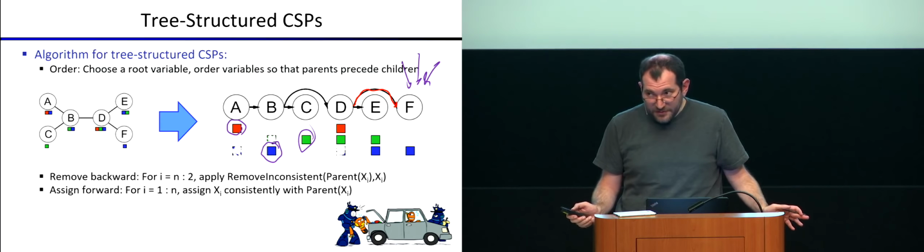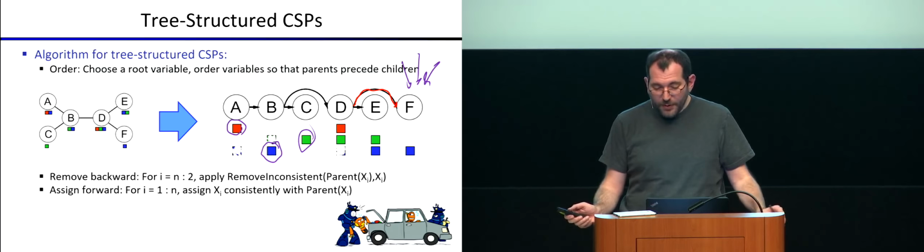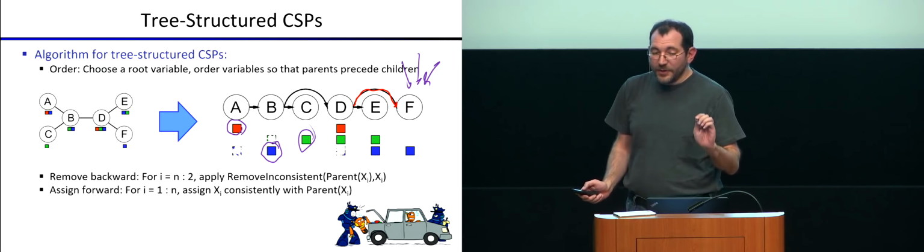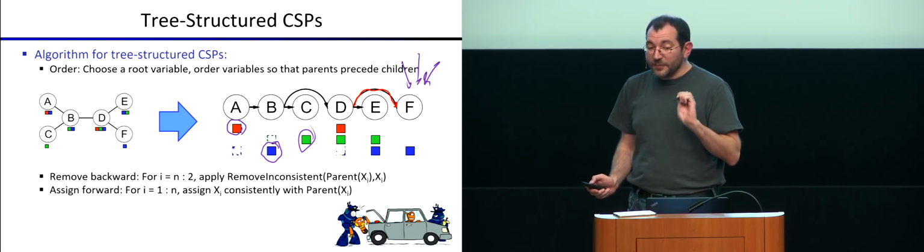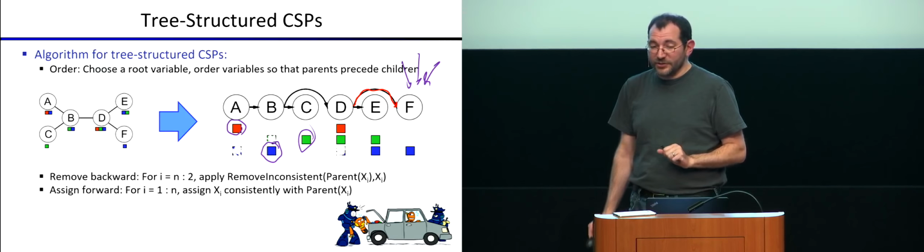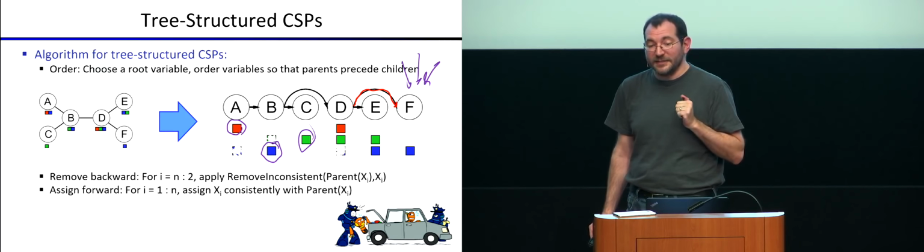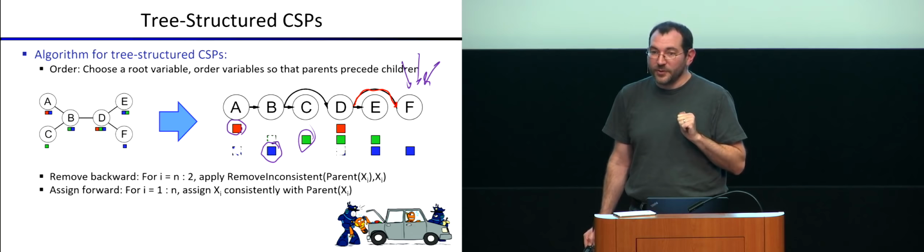D has values. Will they all work out? We don't know. But we know we made an assignment at B. And we know because B to D was consistent, something at D is a legal extension. In fact, two things at D are legal extensions. Which one do I choose?